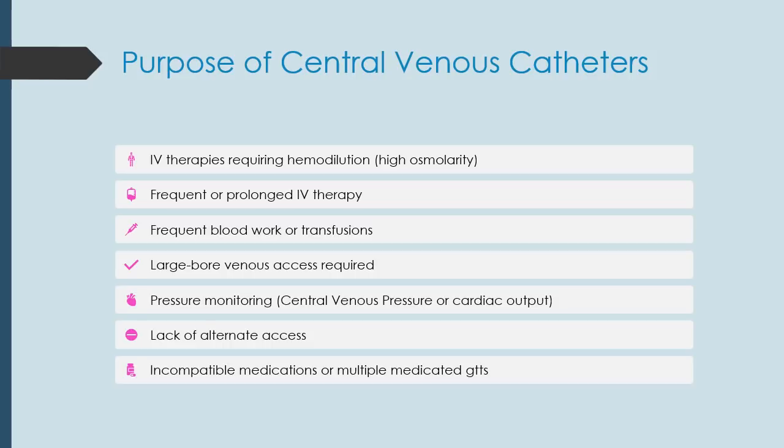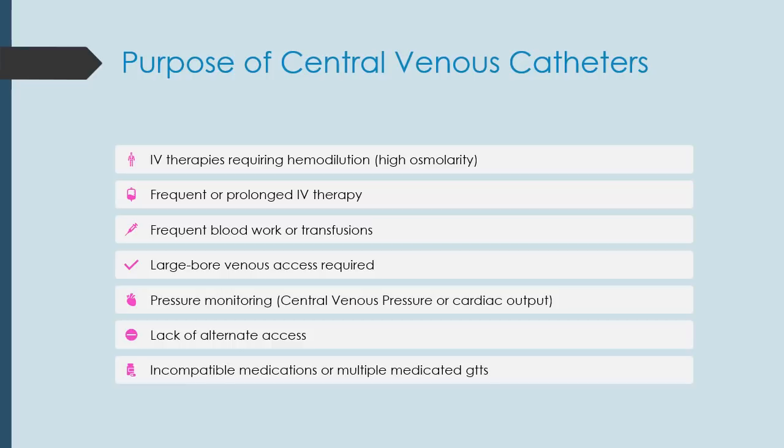Pressure monitoring is another reason why somebody would have a central venous catheter. So central venous pressure, or basically measuring how full the tank is, is one way you can do that, and that is measured through a contraption that you attach to the central line itself. Or cardiac output. That's putting in a pulmonary artery catheter, threading it into the central line, and then it will allow us to do readings of cardiac output. Often you're not going to see that in the settings you'll be going to as a student, but perhaps in your preceptorship, you'll be able to see this if you're going to an ICU, an OR, or an ER. The next one is lack of alternative access.